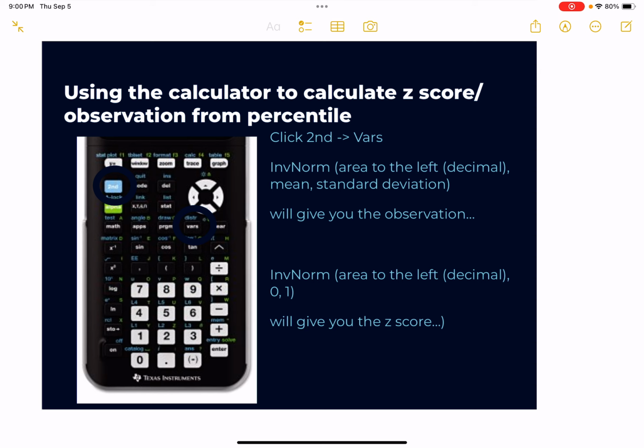You will then, if you want a z-score, again, use 0 for the mean and 1 for the standard deviation, for all the reasons we said. And if you want to get the actual data point, you will put, once again, the mean that I give you in the problem and the standard deviation offered to you. You'll go down, click paste, click enter, and lo and behold, you will get a beautiful either z-score or data point value. And there you go.